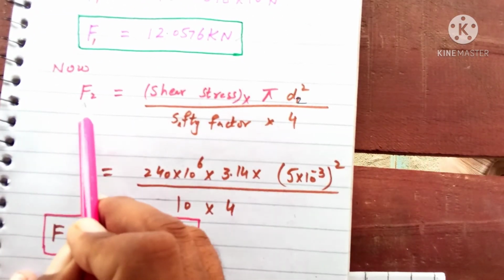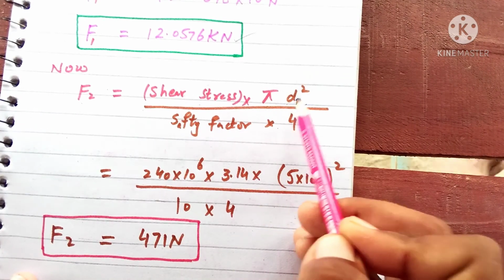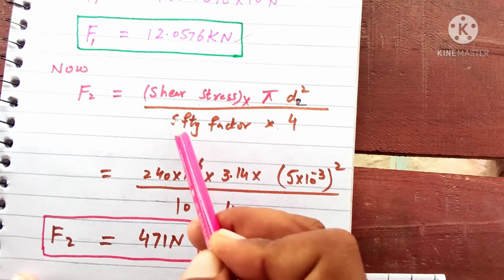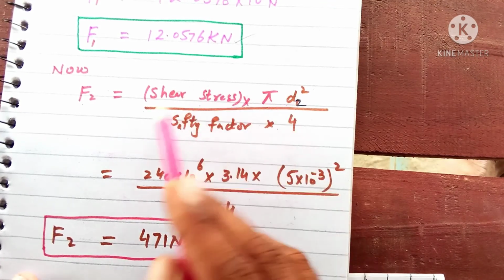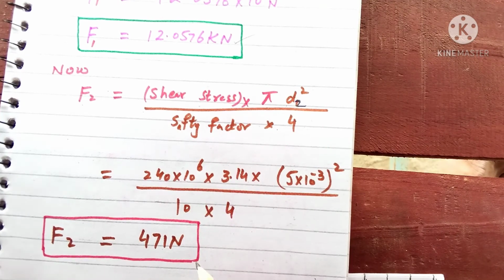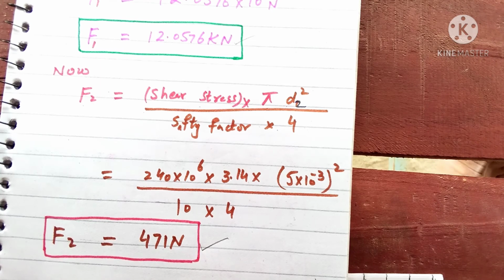Same as before, F2 is equal to shear stress multiplied by pi d2 square over 4 multiplied by the safety factor. So putting the values of these constants, we have a force F2 which is 471 newton.